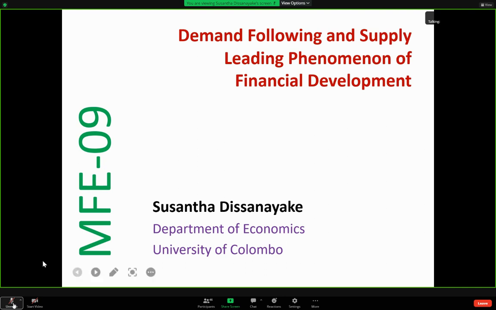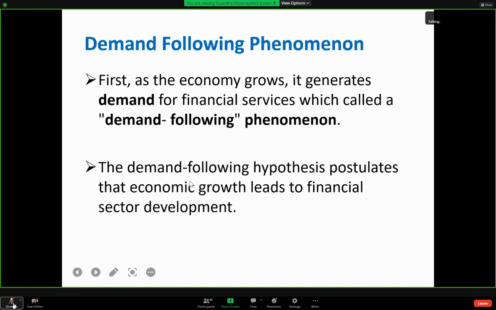Okay, so then our next topic is demand following and supply leading phenomenon of financial development. We'll try to address these things slowly. And under this, the first one is demand following phenomenon. In here, demand following means when the economy is growing, that growth leads to finance sector development.